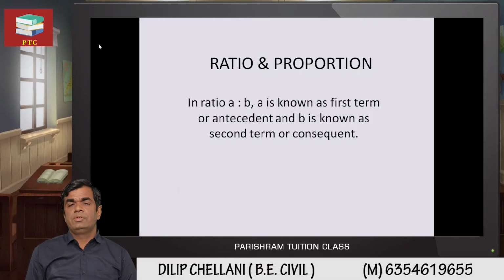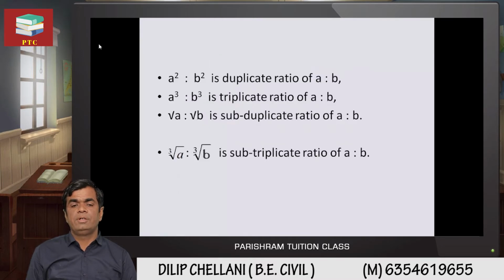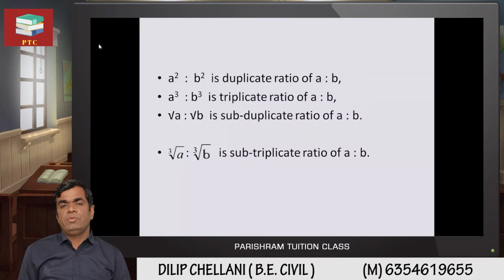We start with your first topic, that is ratio and proportion. If there is any ratio A is to B, A is known as your first term or it may also be known as antecedent. B is known as second term or it can also be known as consequent. What are the various ratios we can obtain from a given ratio?